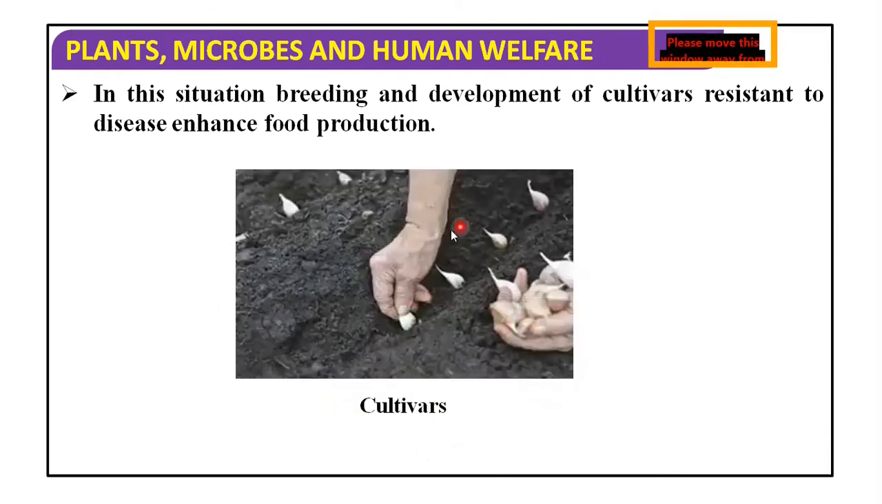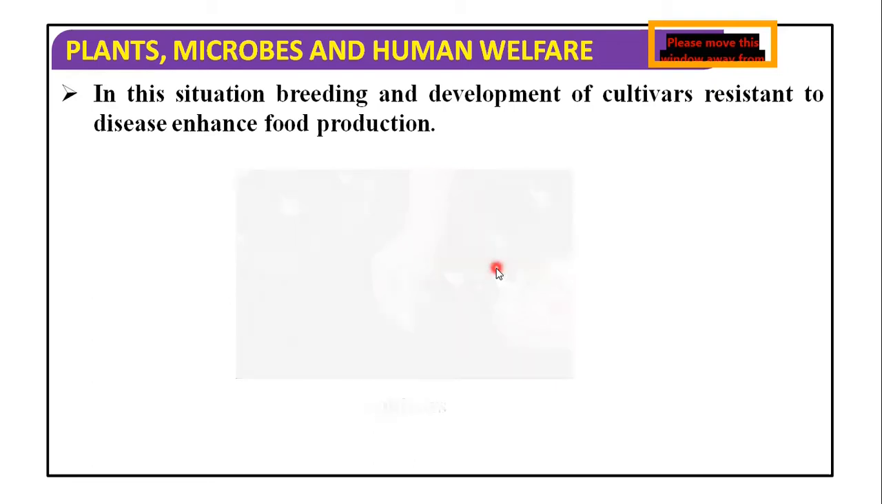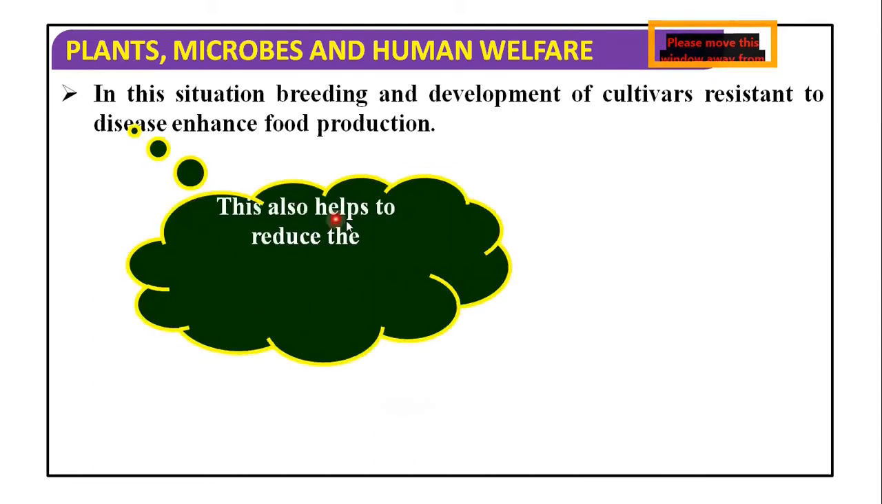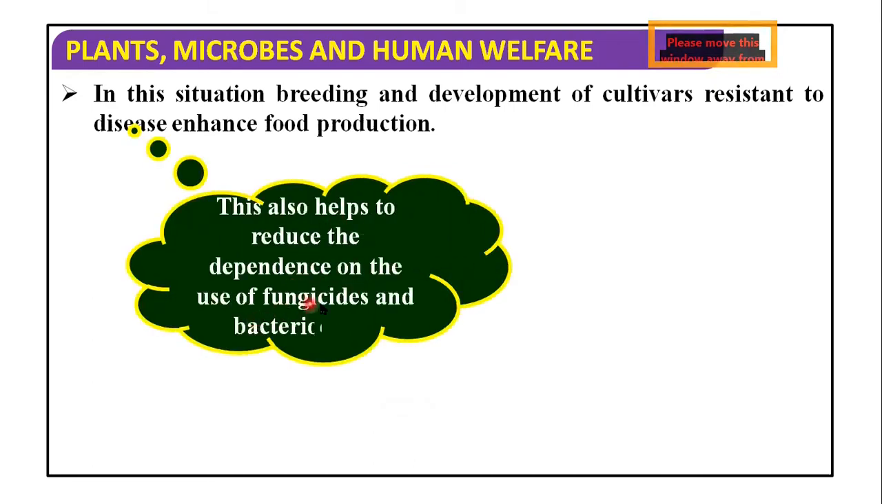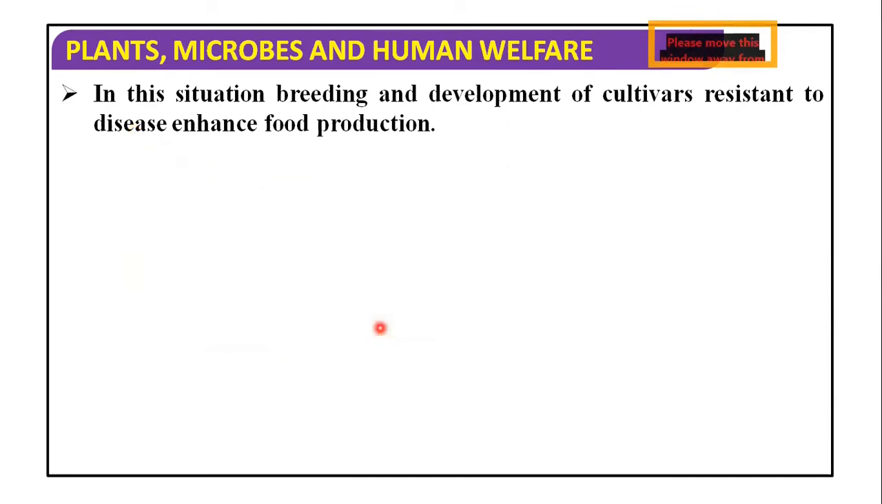This is the cultivar method, where we are sowing the seeds or anything. This is known as the cultivar method. Now this also helps to reduce the dependence on the use of fungicides and bactericides. Means suppose the plant is disease free or disease resistant. Plants have the disease resistance character, so it will decrease the use of fungicides and bactericides also.